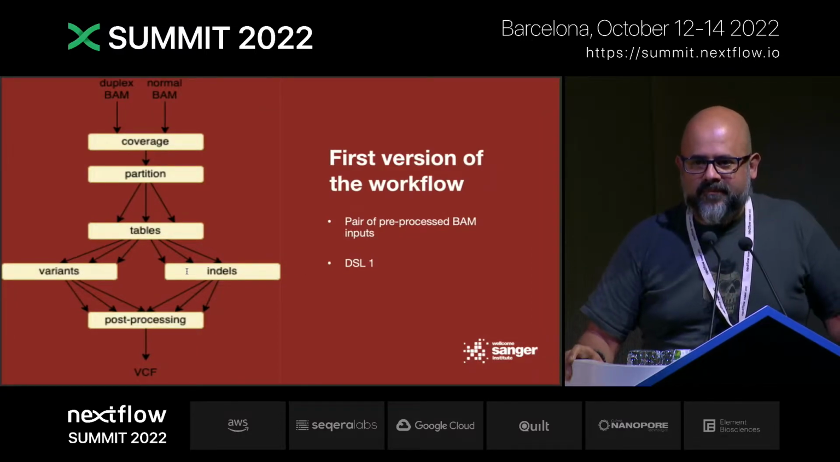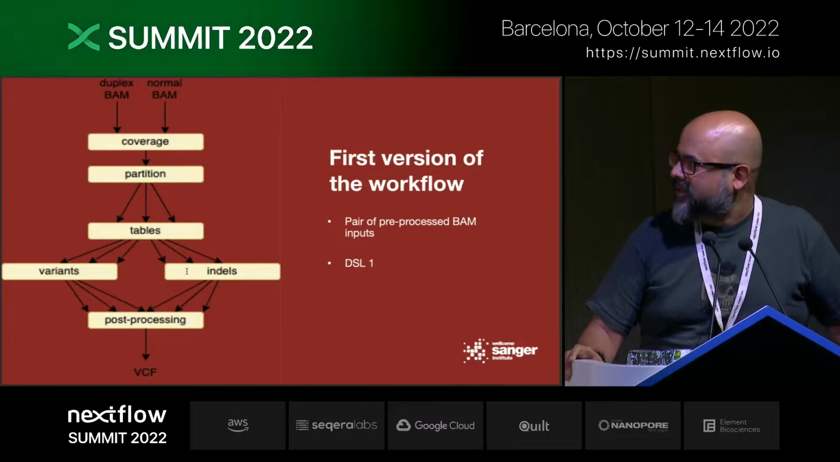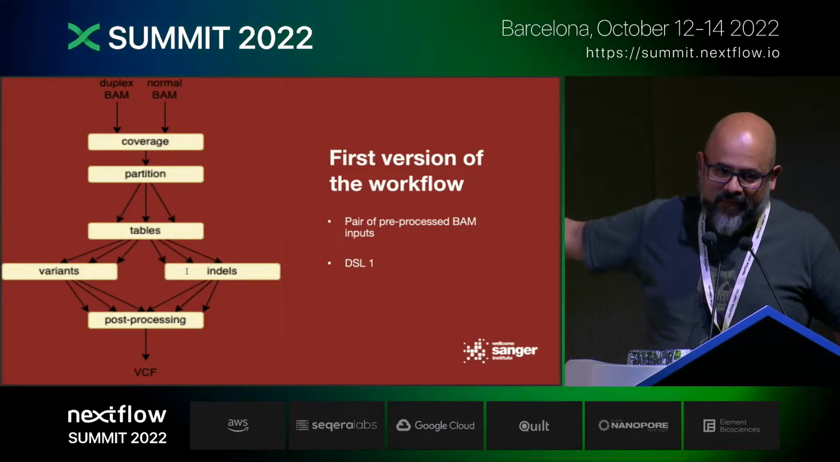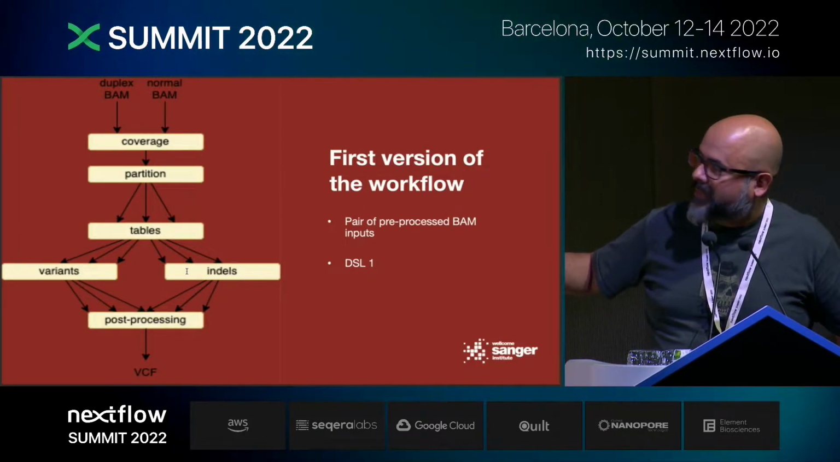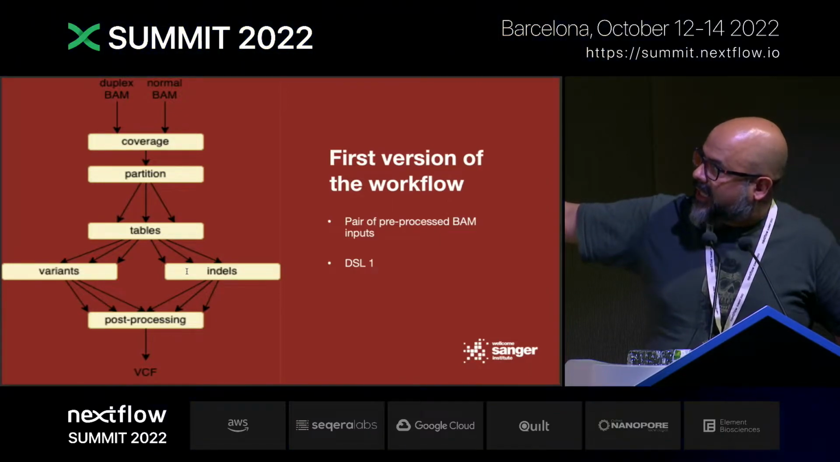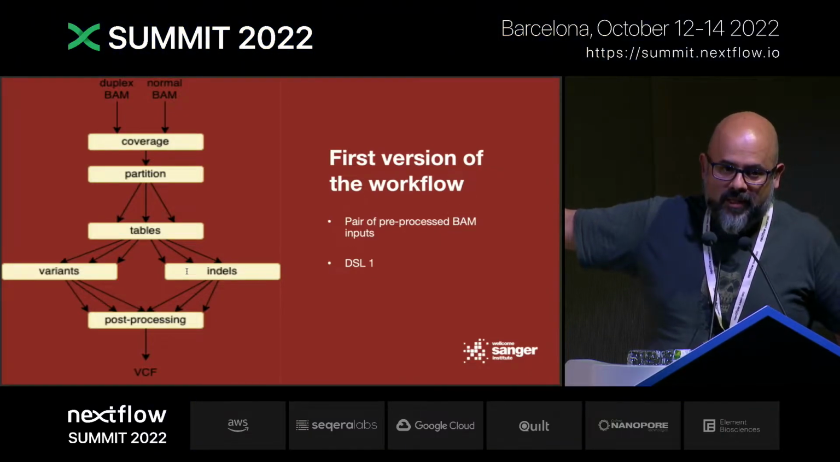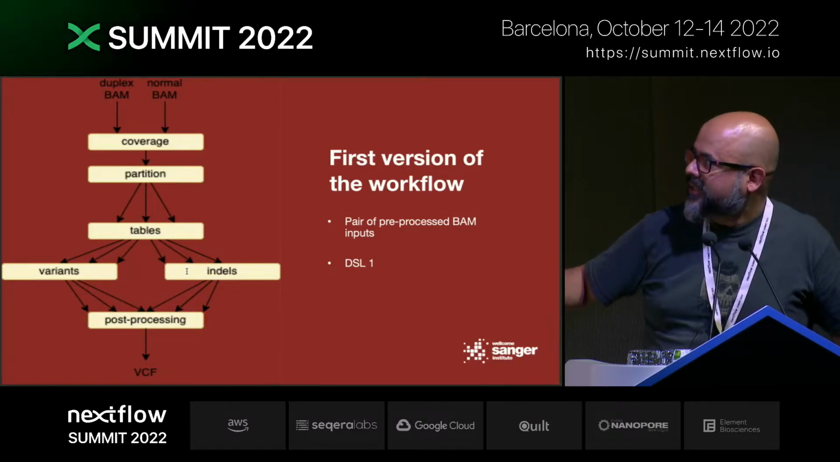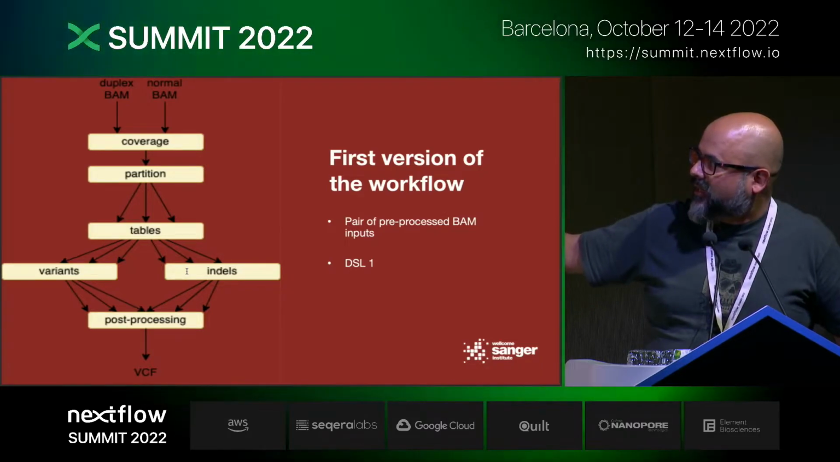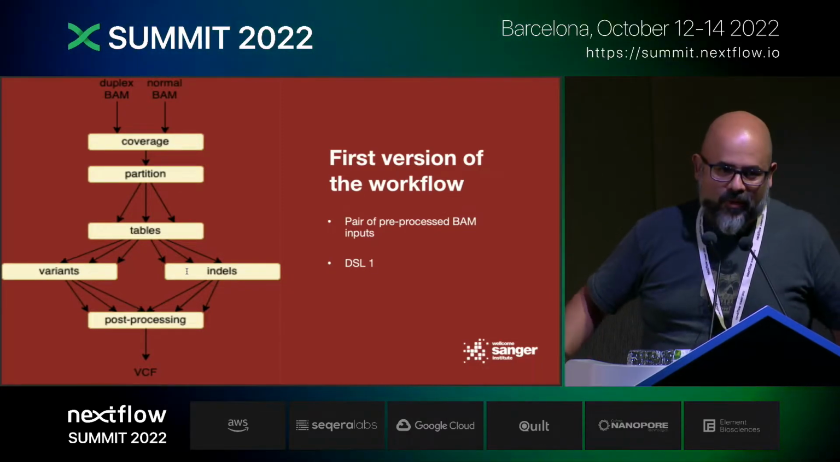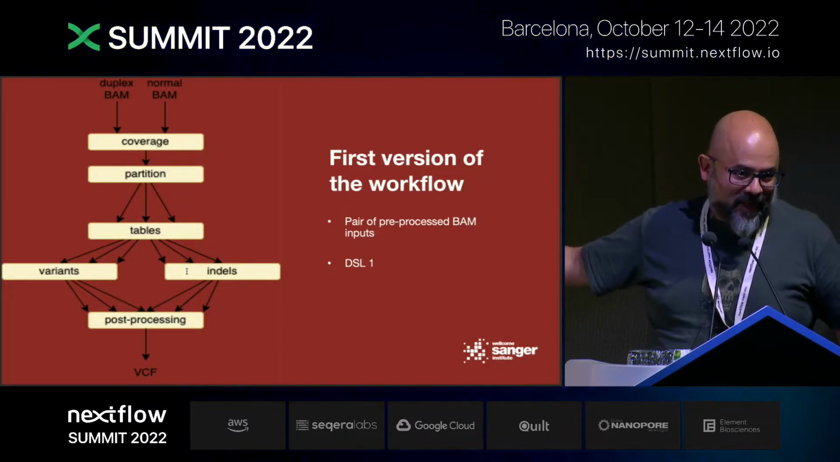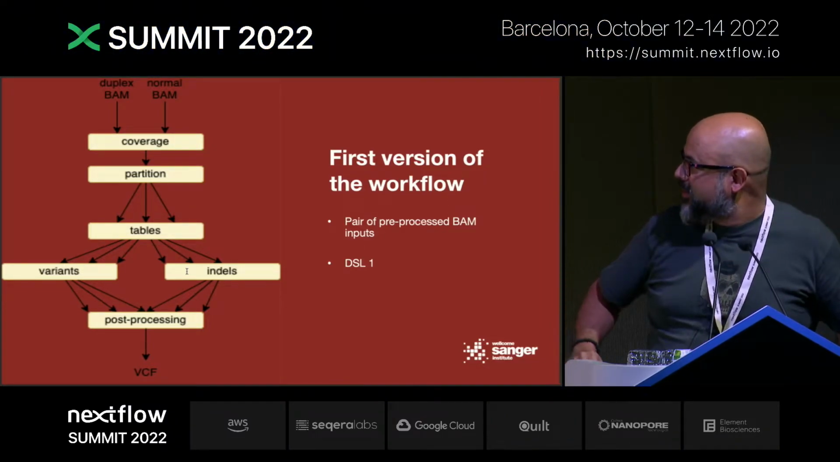So this is my first attempt at the workflow. This is a paired analysis, so I have what would be a tumor and a normal BAM going into the analysis, and the steps that I outlined previously. And of course, I wrote it in DSL1 because it seemed like the simplest thing at the moment.